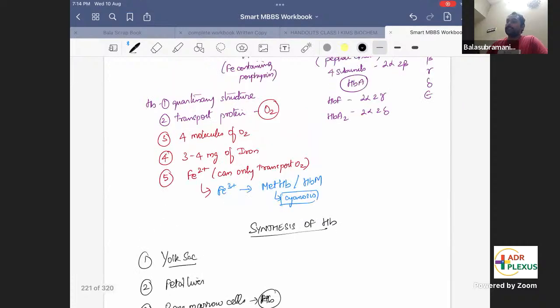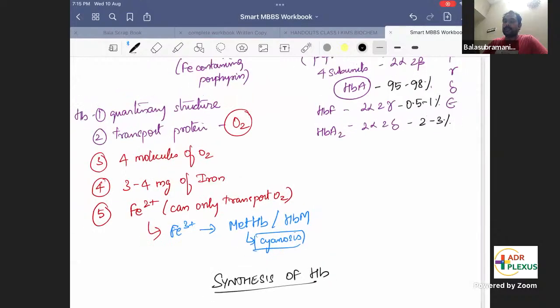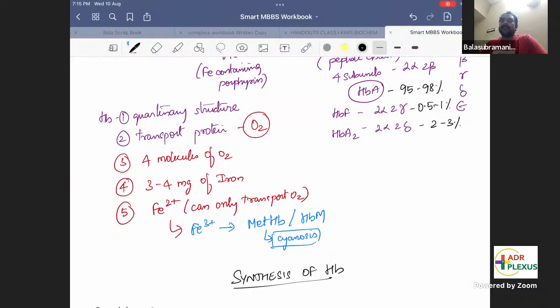Now I told you there are 3 types of hemoglobin. Hemoglobin A constitutes 95 to 98% of the basic adult hemoglobin. The fetal hemoglobin contributes 0.5 to 1% and the HbA2 contributes 2 to 3%. So hemoglobin A is 95 to 98%, HbF is 0.5 to 1% and HbA2 is 2 to 3%.